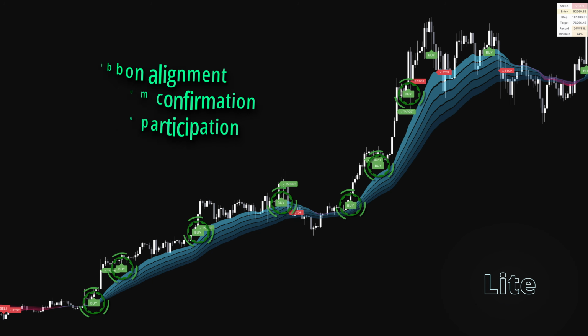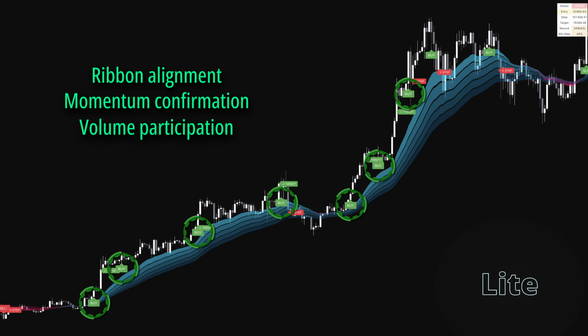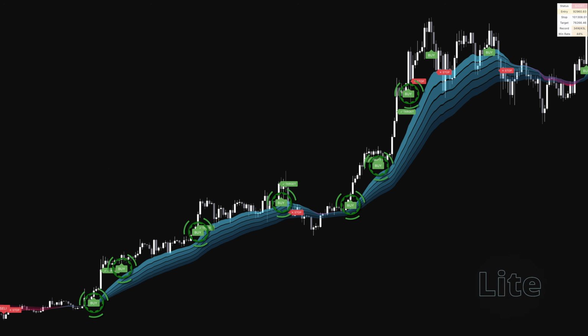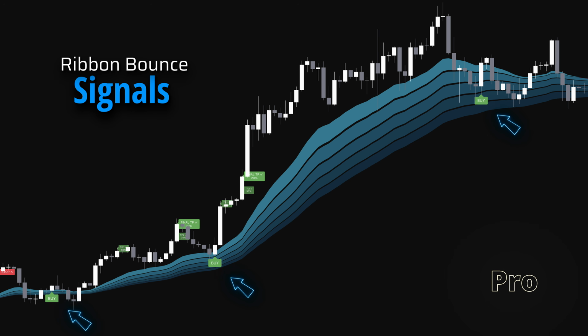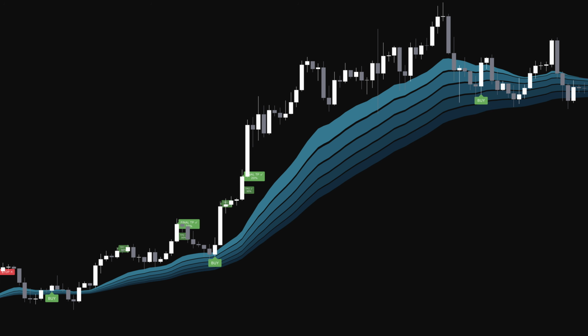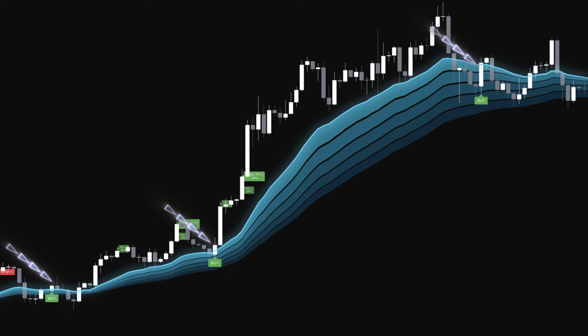Lite generates signals on trend confirmation, when everything aligns and momentum kicks in. Pro adds an alternative, ribbon bounce signals for pullback entries. Here's how it works. In an established uptrend with all 5 ribbon layers bullish, price pulls back and dips below the top EMA. When it crosses back above, that's a bounce signal.